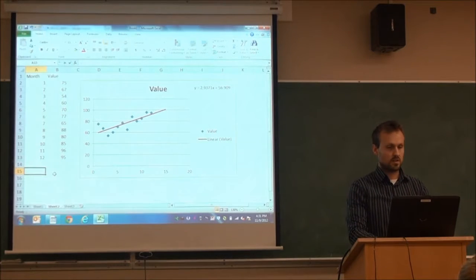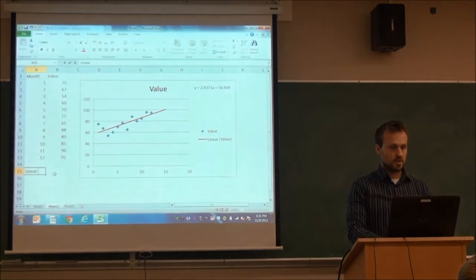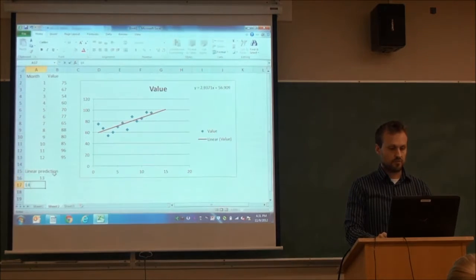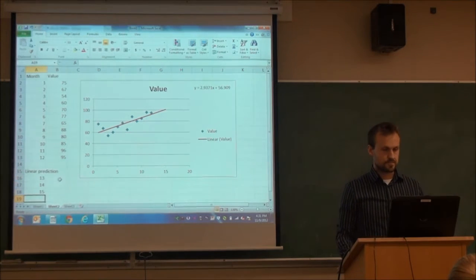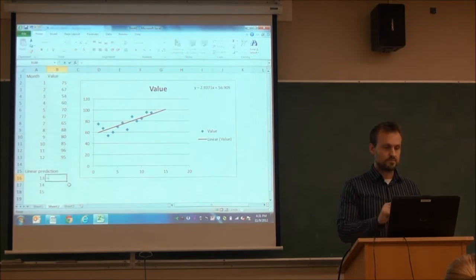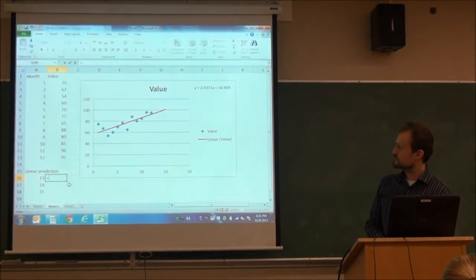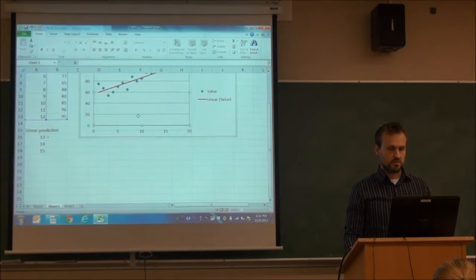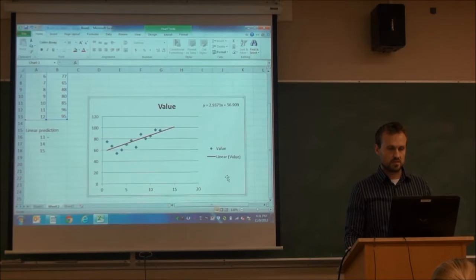So let's say here, linear prediction for month 13, 14, and 15. There's my straight line equation that tells me how the stock is probably growing. So I want to put it in as a formula. So an equal sign. Scroll up a little bit. Drag this guy, whoa, too much drag. Drag it down so I can see both.